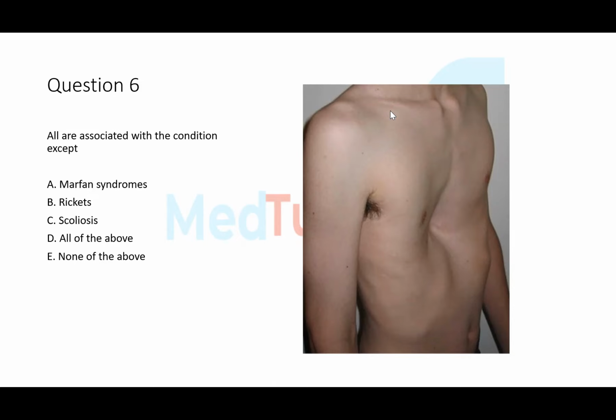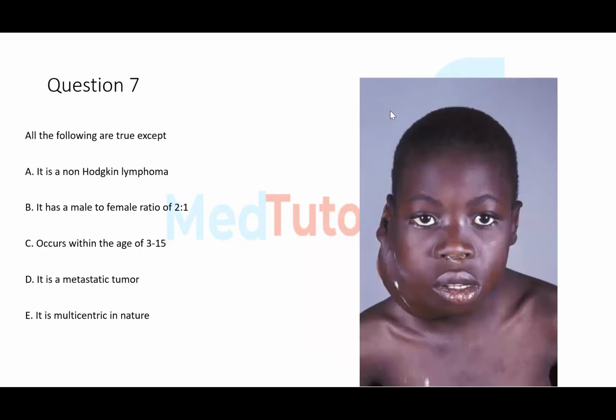So the next question, question 7. This is a picture of a boy with a jaw swelling. So it is a non-Hodgkin's lymphoma. It has a male to female ratio of 2:1, within the age bracket of 3 to 15, and it is a metastatic tumor. It is multicentric in nature. They are trying to tell us which one is not true among all these.